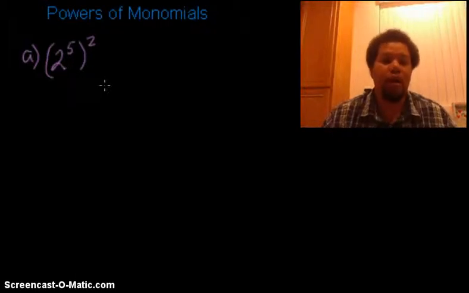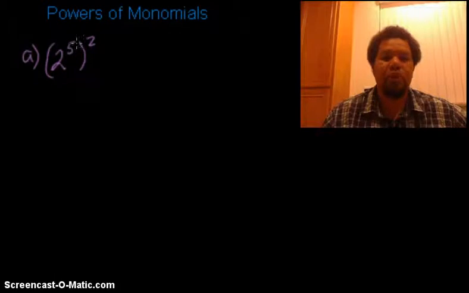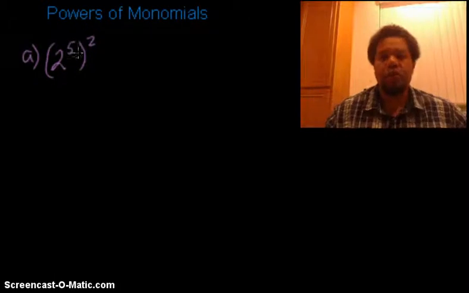All right, powers of monomials. Basically, we are taking a power of a monomial, which includes a number, a variable, or even a product of a number and variable together. The first type is a power of a power, meaning we have something raised to an exponent and then it's raised to another exponent, just like in this example right here.